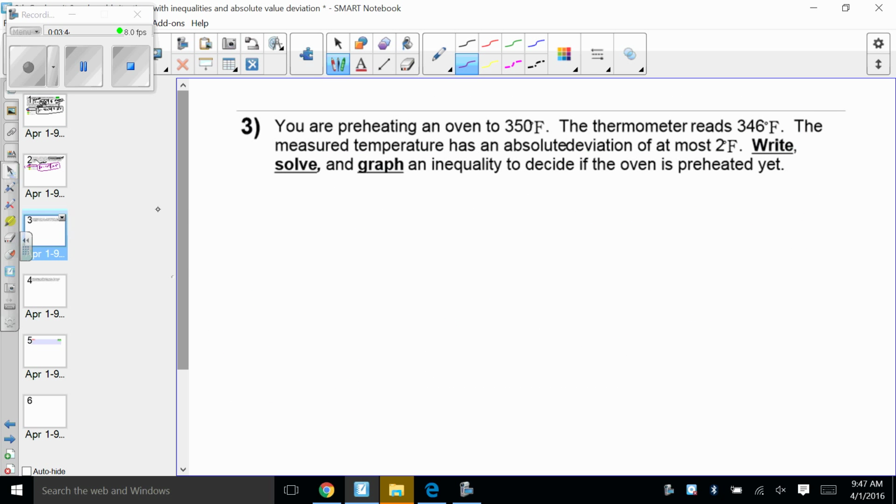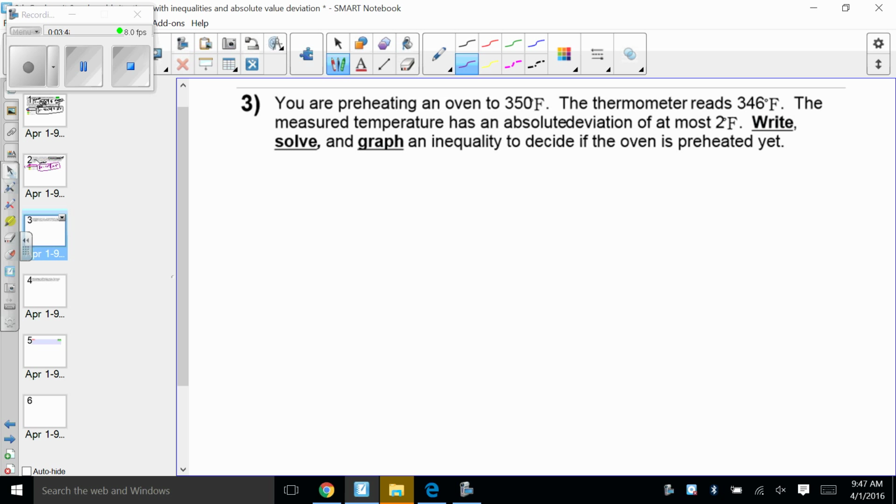All right, guys, let's move on to one where we actually solve now. So we're going to have to set it up again like we did. We're going to have to solve it, and then we're going to have to graph it. So it's really going to become kind of a 3-point problem here.